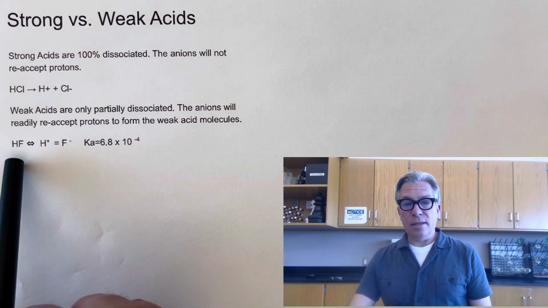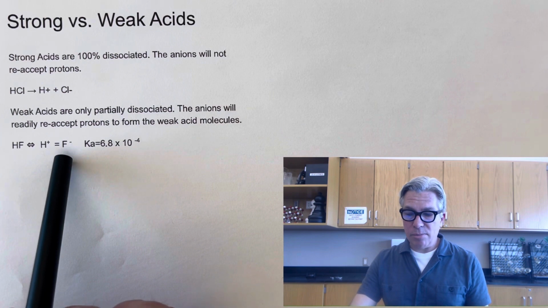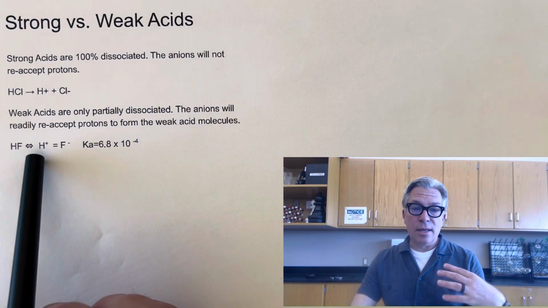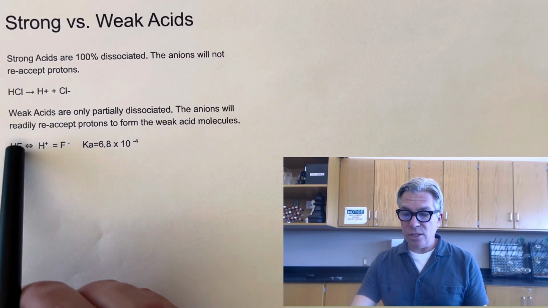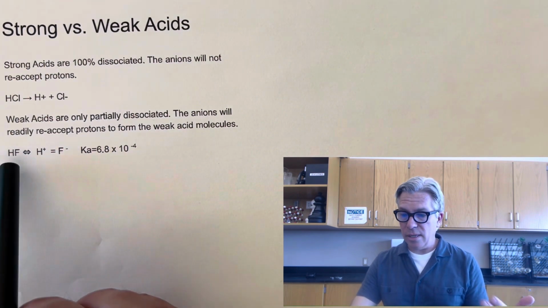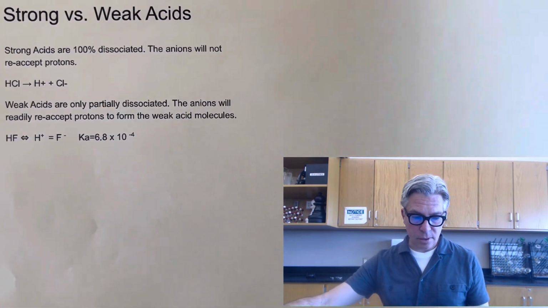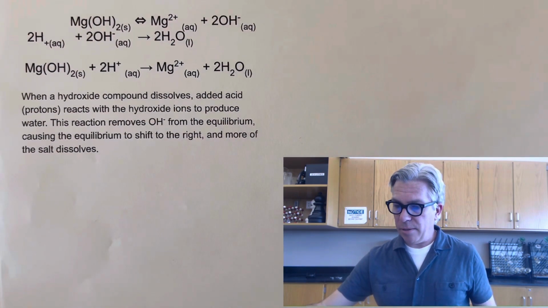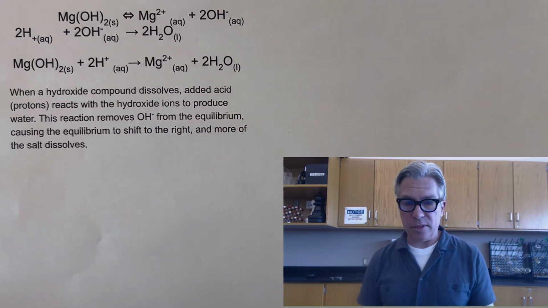Hydrofluoric acid, on the other hand, is only partially dissociated. That fluoride ion actually would prefer to be back with the hydrogen. It'll dissociate some and set up a little equilibrium, but for the most part, most of the HFs are still HFs. They're not dissociated. And that has a fairly low Ka value. Okay, so let's start with an example of a hydroxide compound, like magnesium hydroxide, for example.